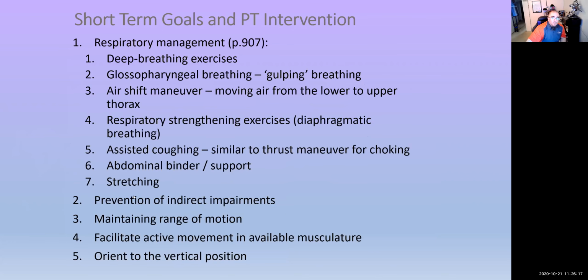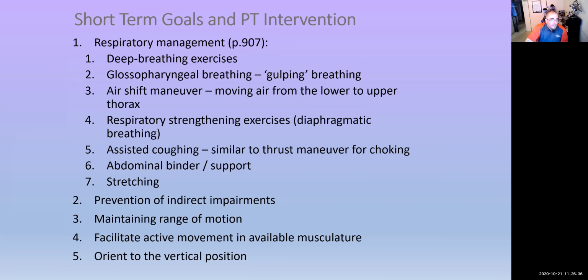So what are some goals? Well, respiratory management is going to be key. We're going to teach them deep breathing exercises. What are the deep breathing exercises we're going to teach them? The ACBT, yeah, there we go, ACBT, active cycle of breathing technique.